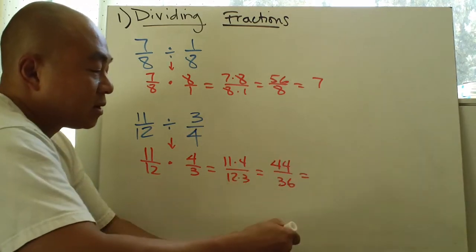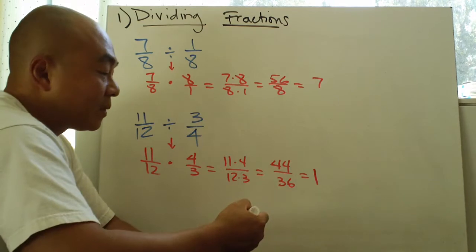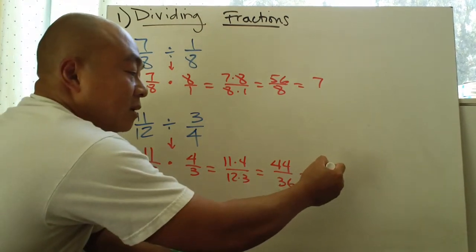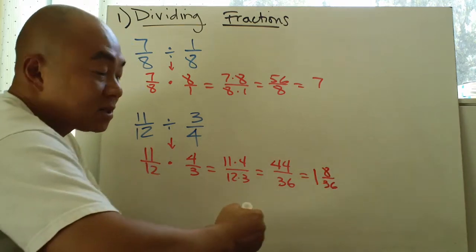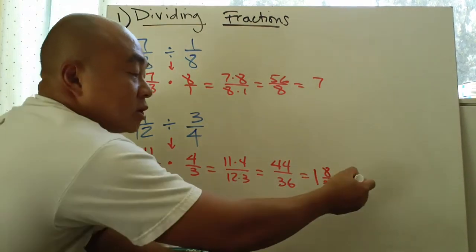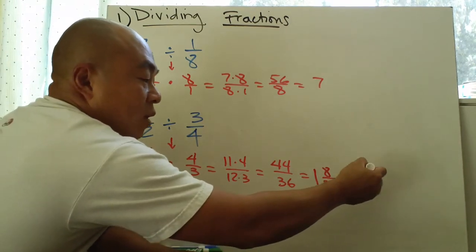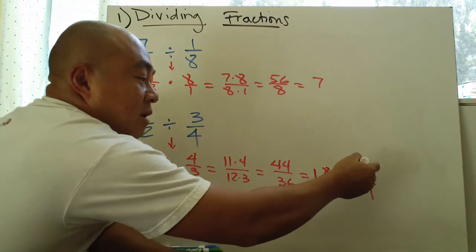So we're going to go ahead and look at it, and I know that 36 fits into 44 just one time, and you're going to have 8 as a remainder. So that gives me 1 and 8/36. But if you look at it, 8 and 36 have something in common, which is 4. So we can divide the top by 4, we get 2, divide the bottom by 4, we get 9. Don't forget, you need to simplify.